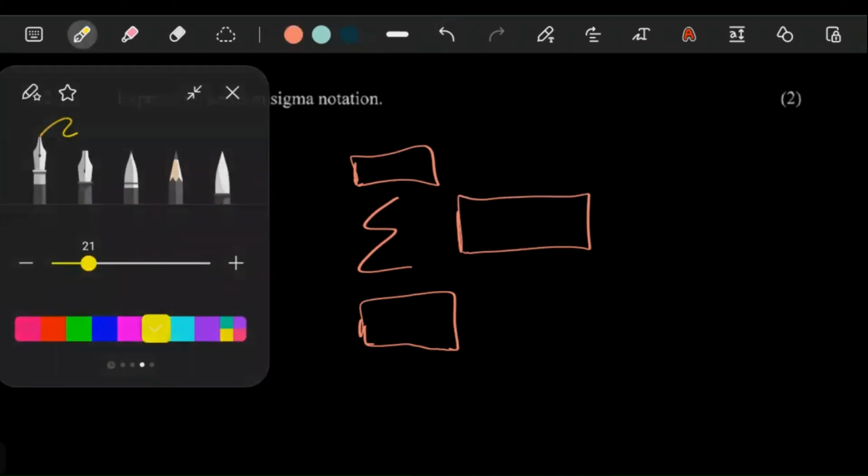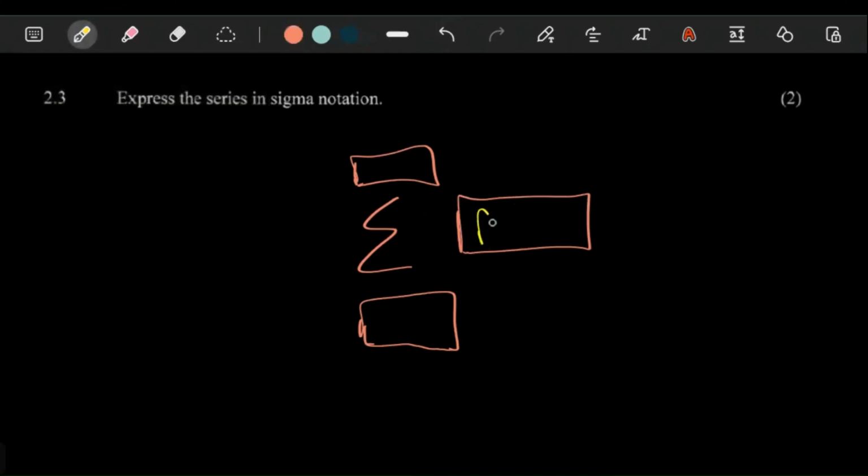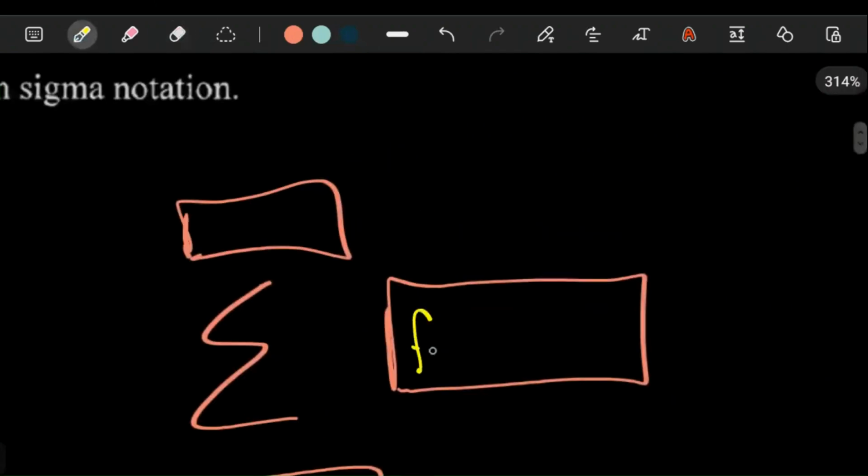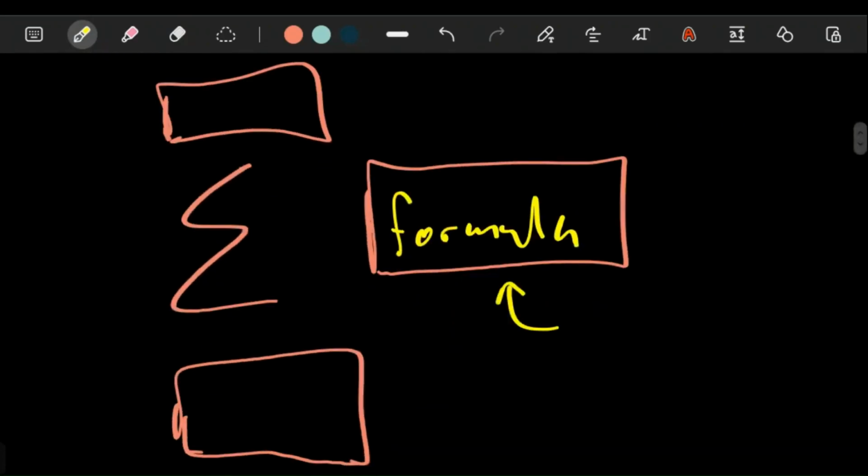The idea is here you put your formula, and that's the formula for the series, the general term. That's what general term means. It's just the formula that generates the sequence.